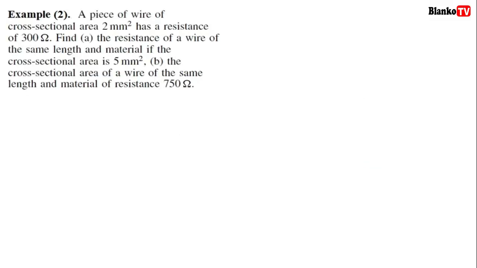Okay, so this is example 2 of the calculations that fall under resistance and resistivity. A piece of wire of cross-sectional area 2 millimeter square has a resistance of 300 ohms. Find A, the resistance of a wire of the same length and material if the cross-sectional area is 5 millimeter square. And B, the cross-sectional area of a wire of the same length and material of resistance 750 ohms.